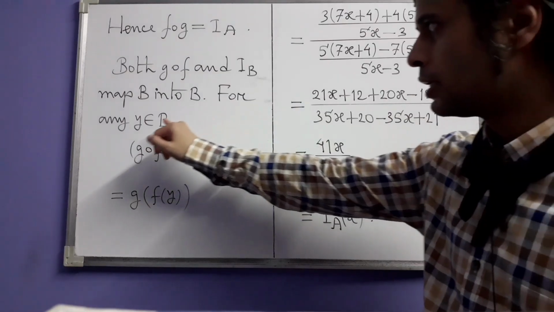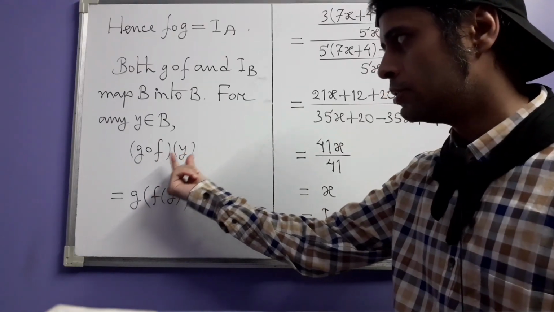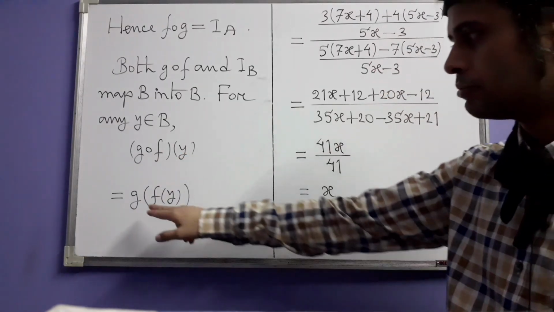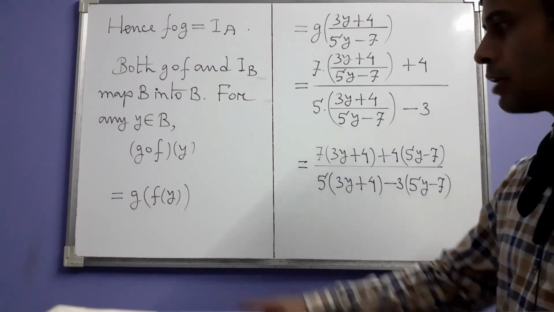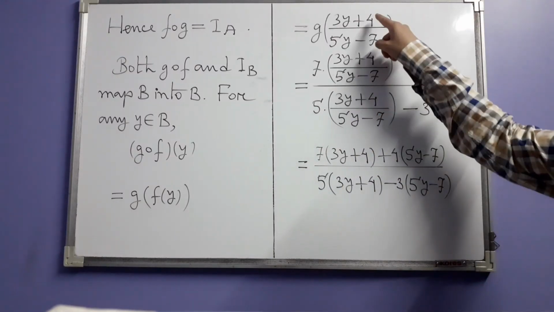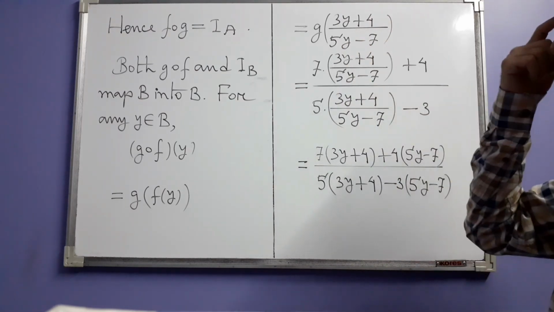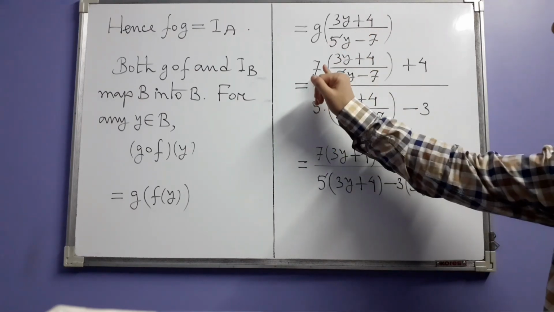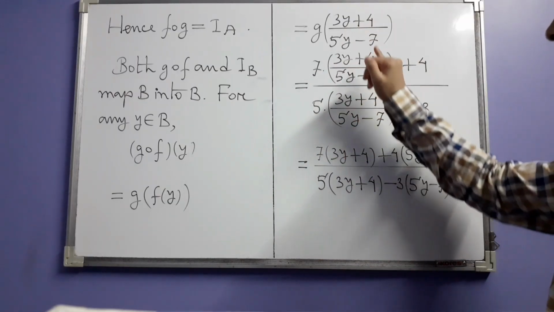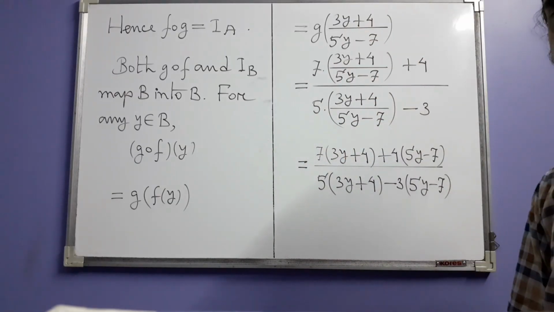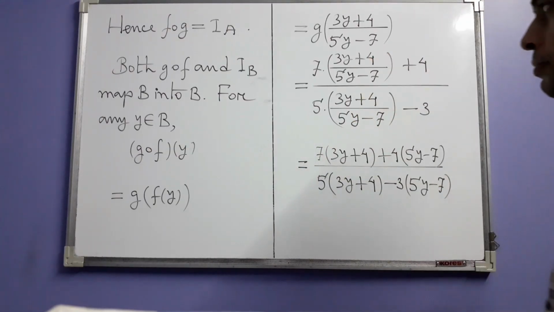So accordingly, we take any element y in B and we start our calculation with G composition F of y, which by definition is G of F of y. So in the next step, we write what F of y is, and that is 3y plus 4 divided by 5y minus 7. And then G of this is 7 times this plus 4 divided by 5 times this minus 3. Okay, you can go back and see the formula for G.